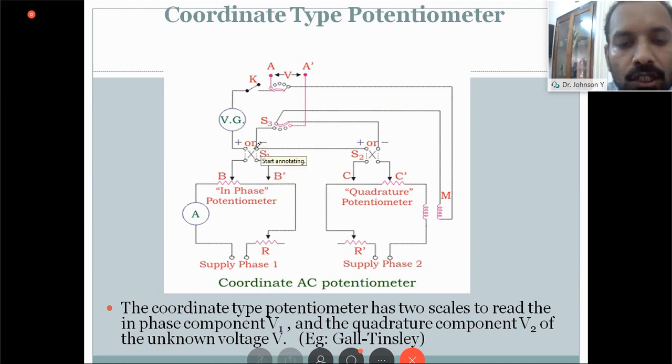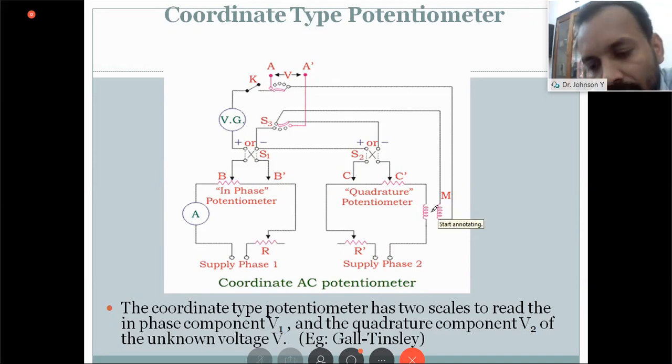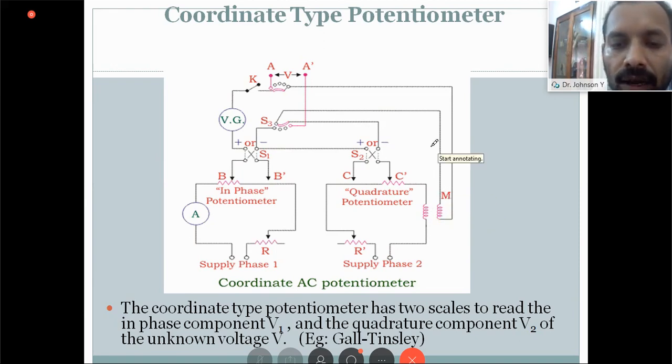Here is connected to this vibration galvanometer and this quadrature potentiometer. There is a small inductor. There is a coupling inductor, a small transformer having a mutual inductance M.